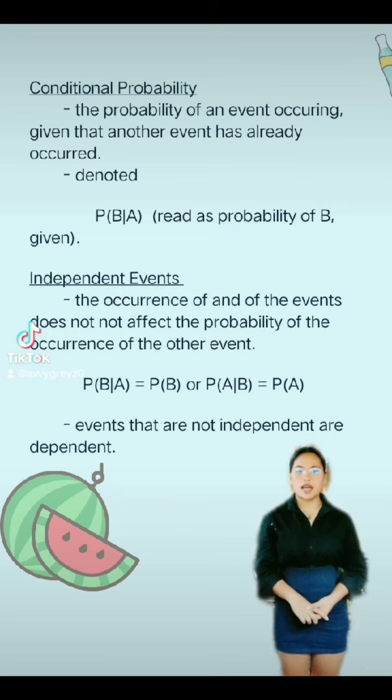It is denoted as the probability of B given A is equal to the probability of B, or the probability of A given B is the probability of A. Events that are not independent are dependent.